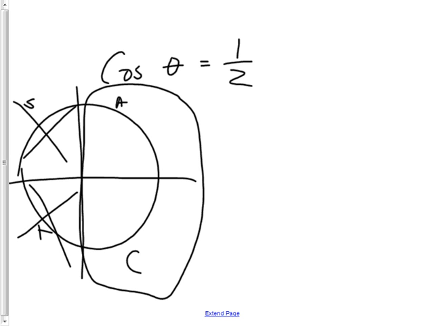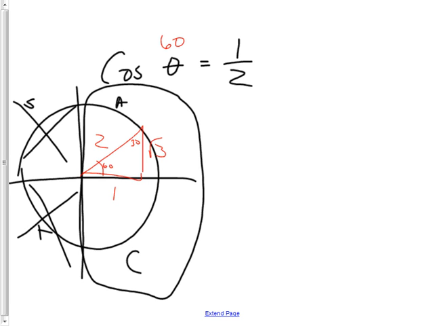Those are the two quadrants where I got to draw a triangle. So I draw my first triangle like this, and if the cosine's the adjacent over the hypotenuse, this must be a 1, this must be the 2, and this must be the square root of 3. So this must be the 30-degree angle. So the angle in question is 60.